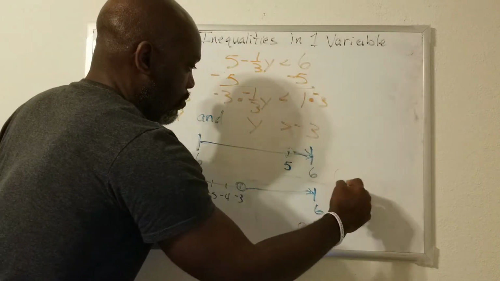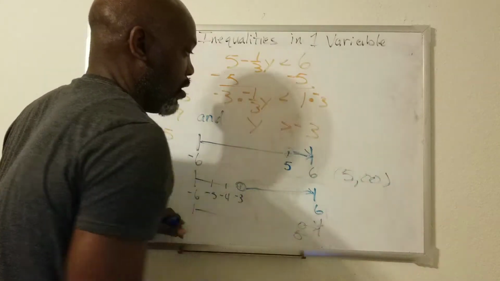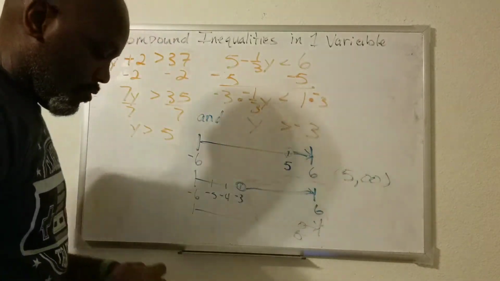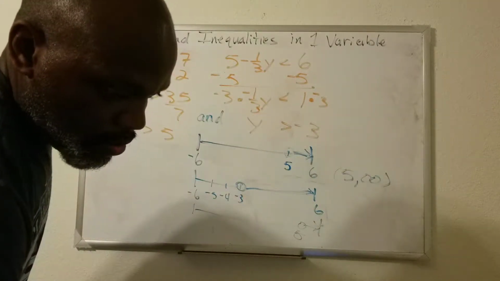So my answer would be 5 and all the other numbers, like the infinity numbers. This would be your answer. That's your "and."